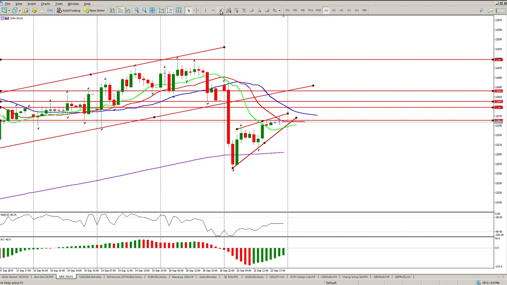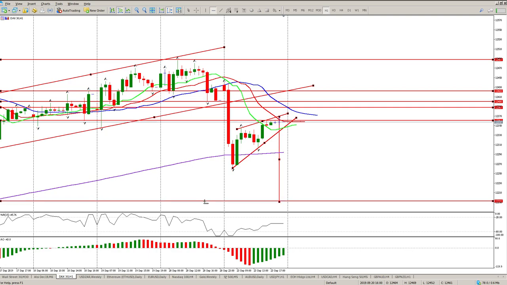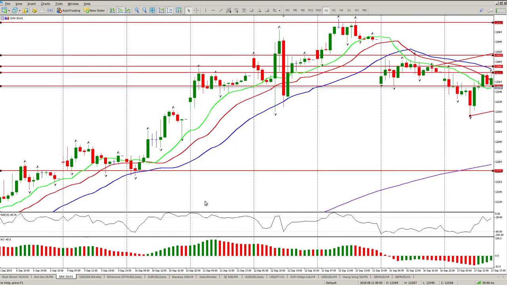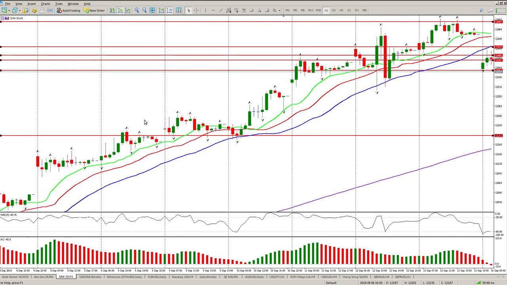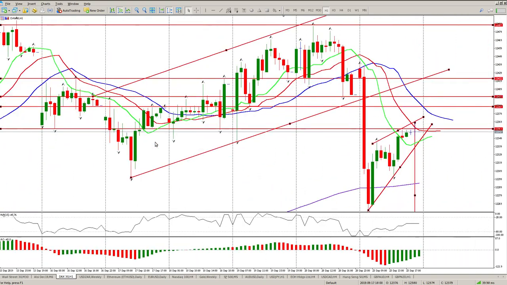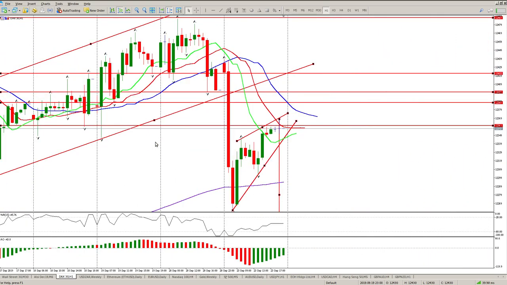Okay, so a target of this at the moment is pretty much down to there, which is 12,191. Okay, and you can see that lines up with some consolidation and a bit of a gap here as well. Okay, so that's the first view that we have.